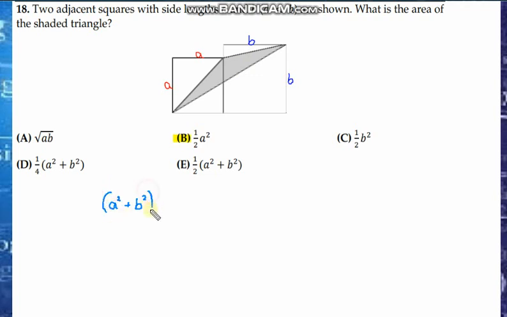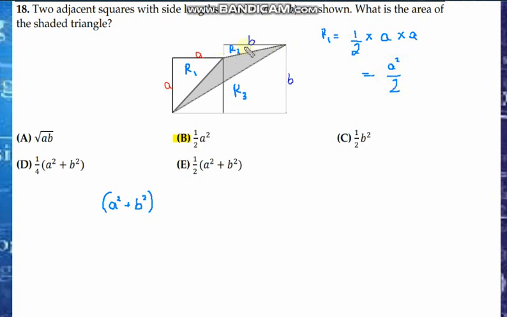Now the challenge is to find out the area of the unshaded regions. So let's label them R1, R2 and R3. So for R1, our area is half. The area of a triangle, if you remember, is half base into height. So multiplied by the base would be A, multiplied by the height is also A. So that's A squared upon 2.